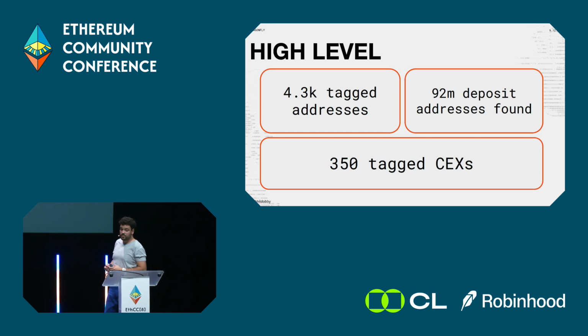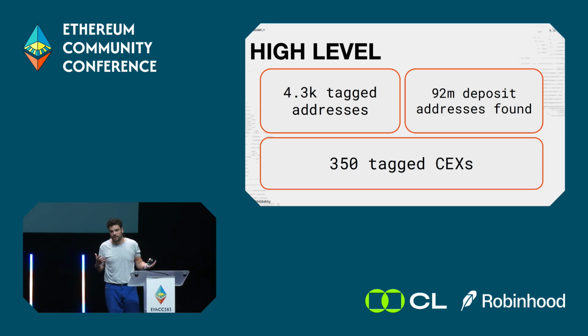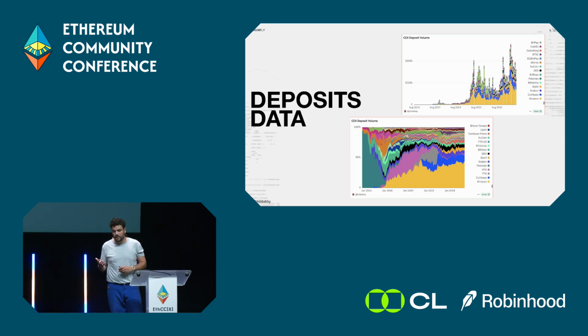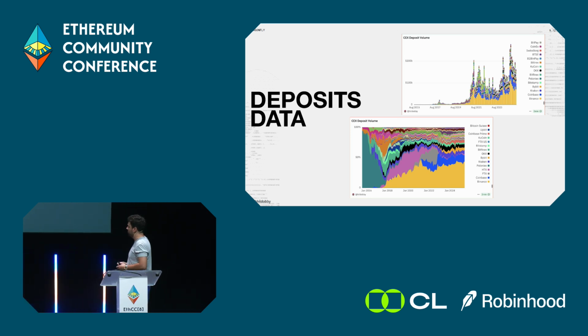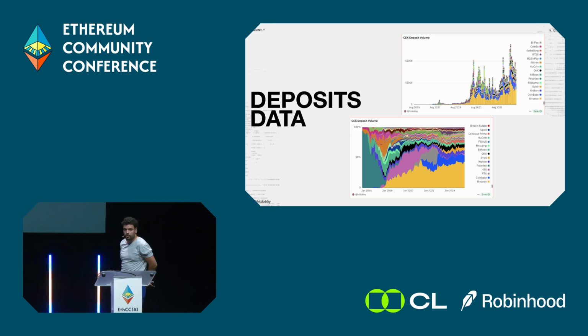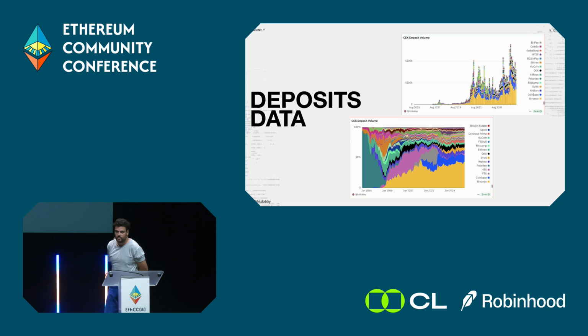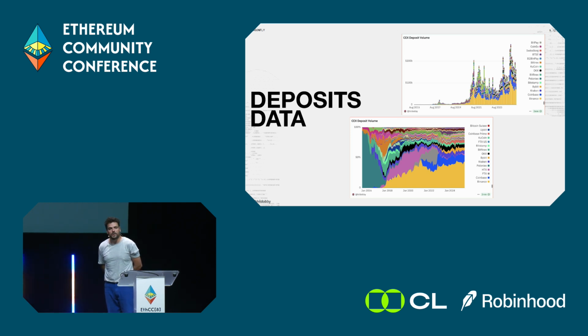So there's 4,300 addresses and 92 million deposit addresses, and I've tagged 350 central exchanges. Of course, it's an unknown how many there are that are missing, but like I said, I welcome all of you to come forward and let me know. In terms of data, the data we get is actually pretty cool. So here is the deposit volume across all exchanges, across, I would say, 5 of the major chains, being Ethereum, BNB, Base, Arbitrum, Optimism, and a few others.